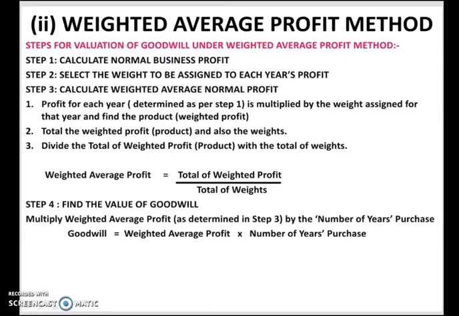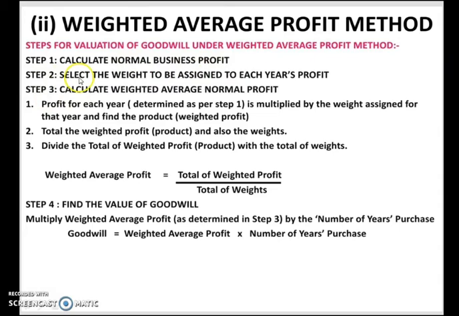Now children, let us do the second type of method, that is weighted average profit method. So I hope the simple average profit method is clear to you. So we are moving to the second method, weighted average profit method. There are also some steps which we have to follow. Step 1 is same as simple average profit method. So if any abnormalities are there, you have to remove that and find out the normal business profit.